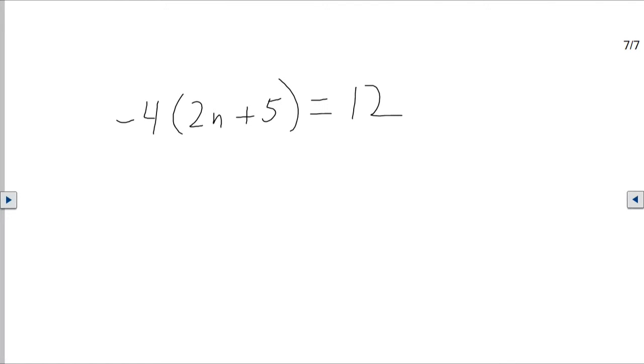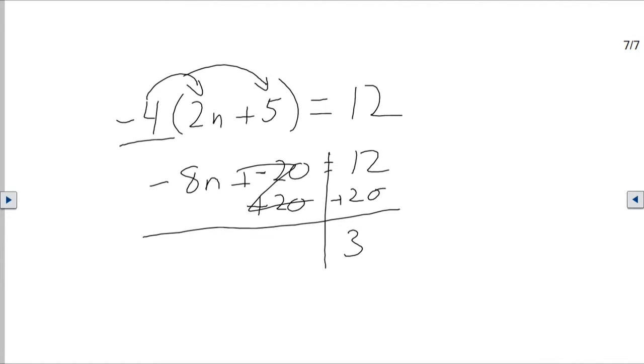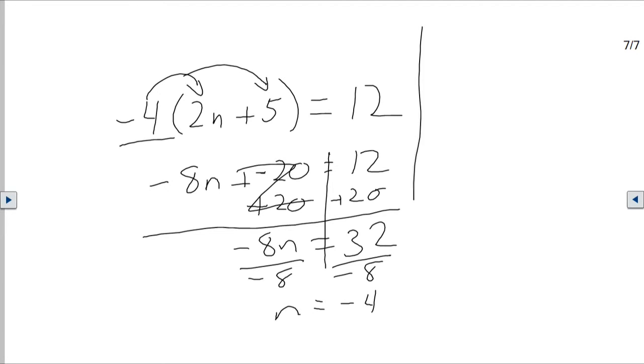But so one way I could do this is to first get rid of parentheses. Use that distributive property that we learned about. So negative 4 times 2n, negative 8n, negative 4 times 5, negative 20. Okay, so we could get rid of parentheses, then we could go through and do our two-step equation, right? So I'd add 20, add 20, undo the minus 20 or zero out the minus 20 to get 32. Okay, then negative 8n equals 32, so we're rewriting our equation, and then divide both sides by negative 8 to get negative 4. All right, so that's one technique.